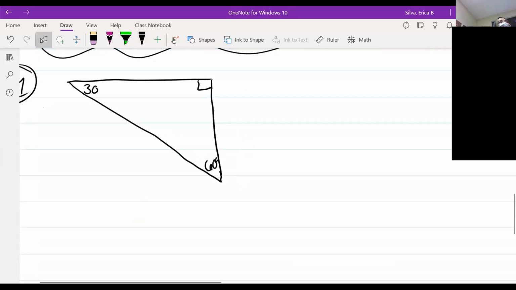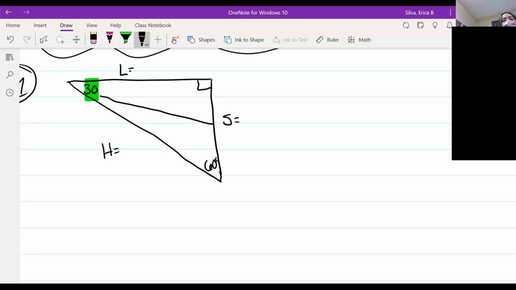We need to identify our short side first. So we go to our small angle, our 30 degree angle, and we draw a line to the side that's across from it. So this side is going to be my short side. Then we identify my hypotenuse. My hypotenuse is across the 90 degree angle. There's my hypotenuse. And then that means this one is my long side. The side that we are given is the hypotenuse.